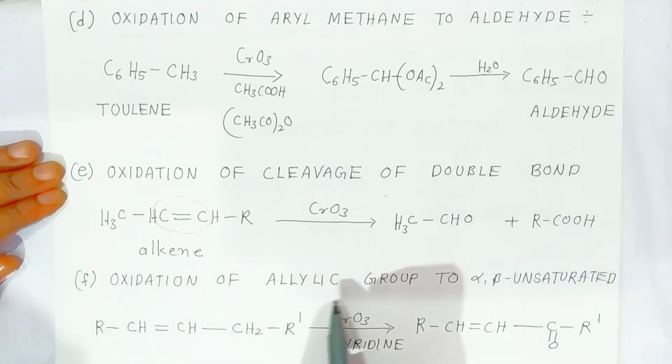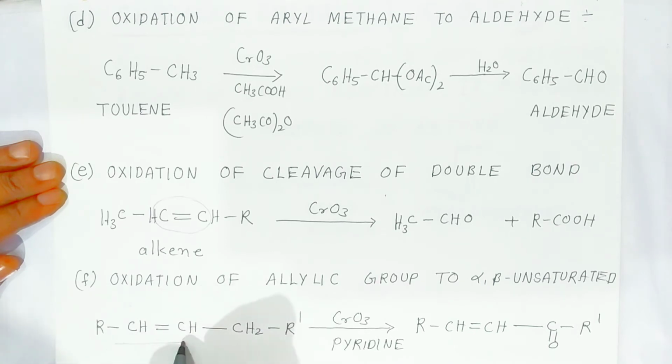Now oxidation of allylic group to the alpha beta unsaturated compound students. Here you have allylic group students. Now in allylic group students this methylene is converted into ketonic group, that is alpha beta unsaturated. This is also an unsaturated compound. Okay students, so unsaturation will be present in both the reactant as well as in the product.